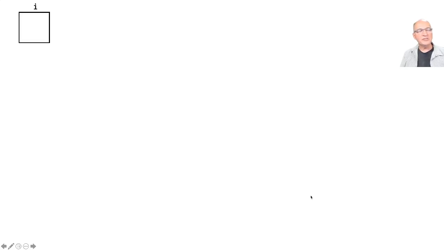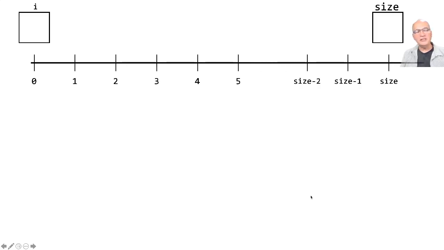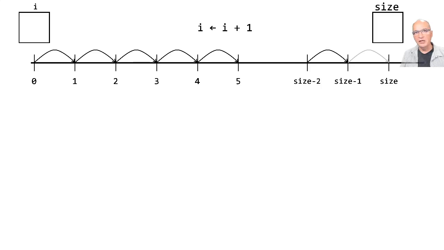So let's look first at accessing this array via indexing. This is the typical array sub-i that we use for accessing an array. My index i, if I put it on a number line, I will initialize with the value 0, and I will increment it by 1 in each iteration of the loop. And I will stop the loop when the value of i is equal to size.